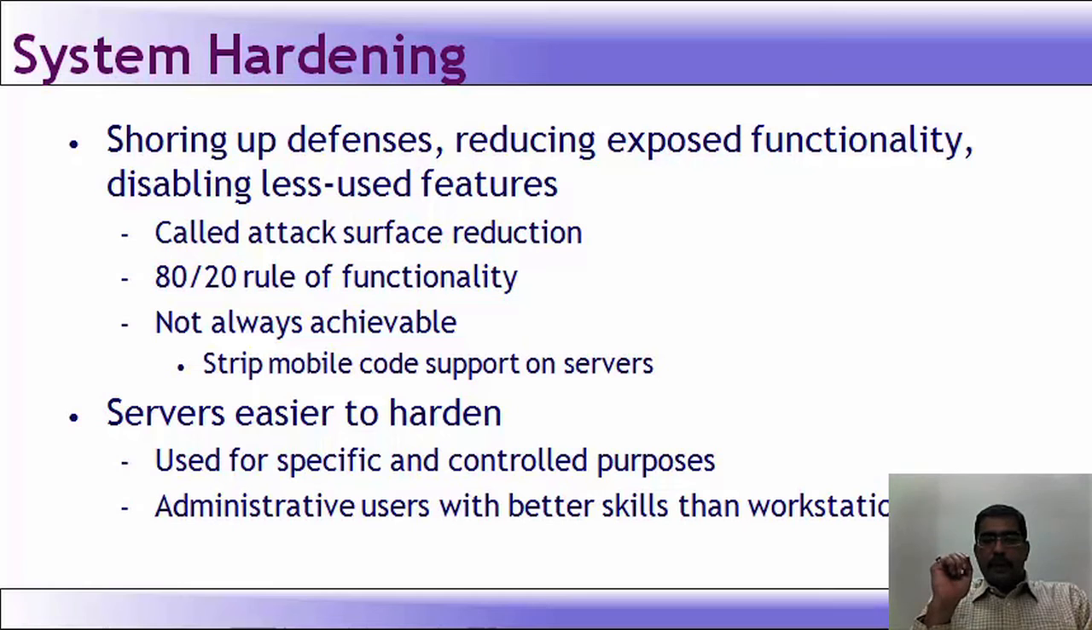80-20 rule of functionality. Apply the 80-20 rule to the features that you are going to enable. If the feature is not going to be used by 80% of the population, then the feature should be disabled by default. Now this goal is not always achievable, as disabling too many features will make the product really unusable for the users or non-technical users.